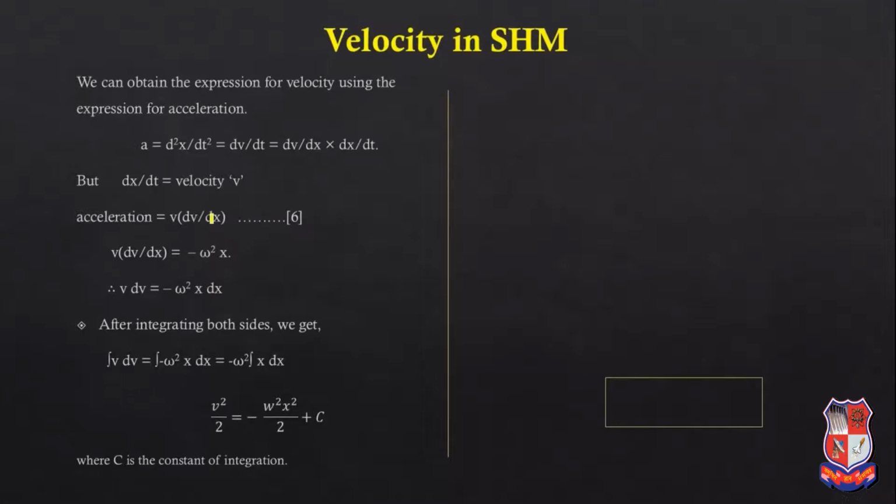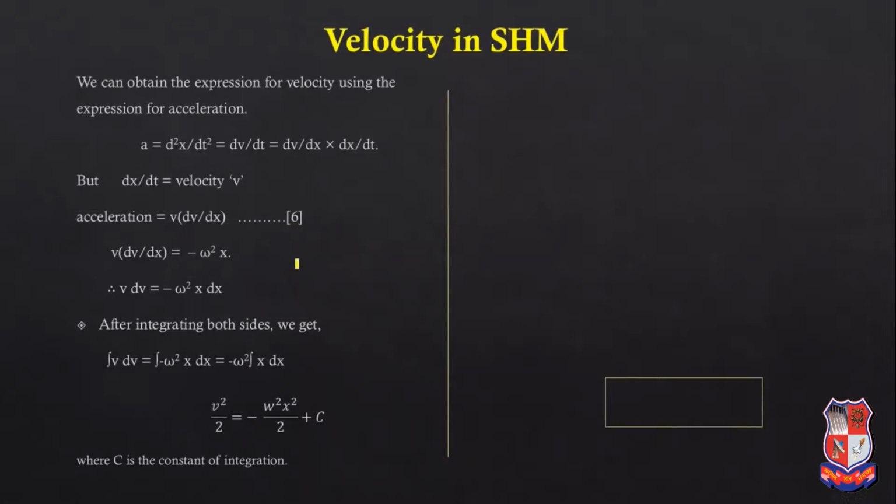So we know that velocity is the distance per unit time, right? So we can obtain the expression for the velocity using the expression of the acceleration. That is, a is equal to d square x by dt square, right? So again we can write dv by dt. And if we differentiate with respect to the displacement, then we can write dv by dx into dx by dt. So what is the value of dx by dt? It is our v. So dx by dt is equal to v. Putting this value into this equation, we get acceleration a is equal to v dv by dx. Now give this the equation number 6.